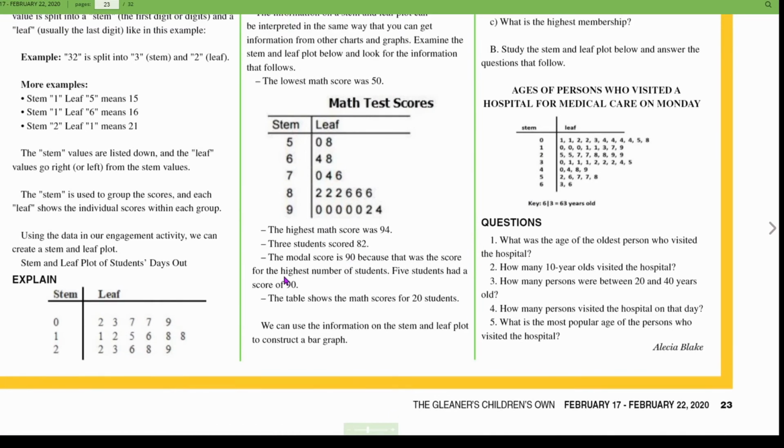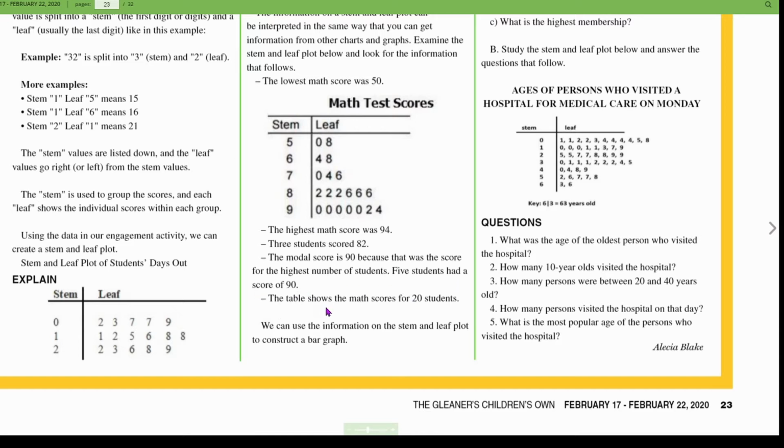We see that the modal score is 90 because that was the score for the highest number of students. So we had 1, 2, 3, 4, 5 students who got a score of 90. And we can see the 5 here. So 90 appeared 5 times. 5 students had a score of 90.